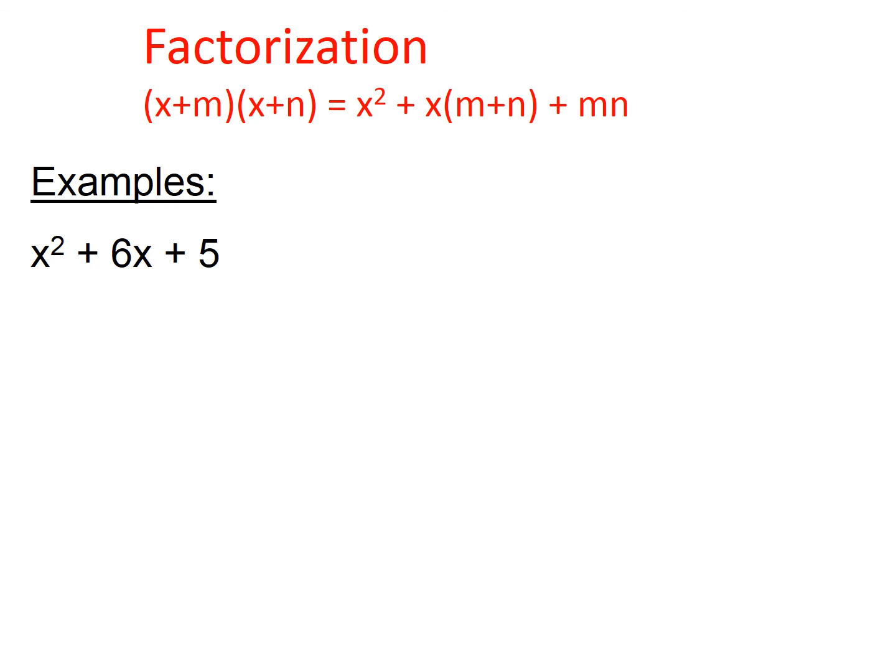So what we need to do now is try and guess what those numbers are, and that's all we're going to do. Can we think of two numbers that you times together and get 5, and you add together and get 6? 5 and 1. Yeah, 5 and 1. So one of the numbers is x plus 5, and the other one is x plus 1.